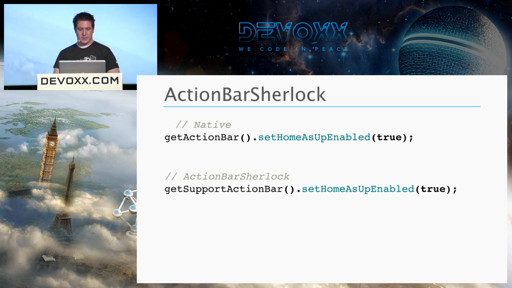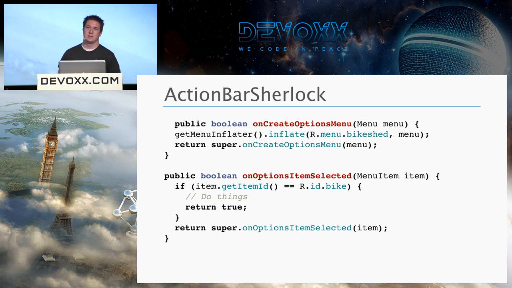So how do we interact with it? For the native action bar, you would just call getActionBar and use any of the APIs. It's very straightforward. When switching to ActionBarSherlock, all you have to do is call getSupportActionBar. As I said, the APIs are exactly the same. So in creating action items, which is the main thing you probably want to do if you're using the action bar, it uses the standard menu system.